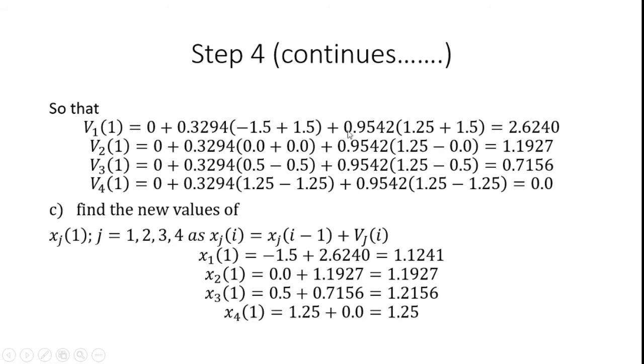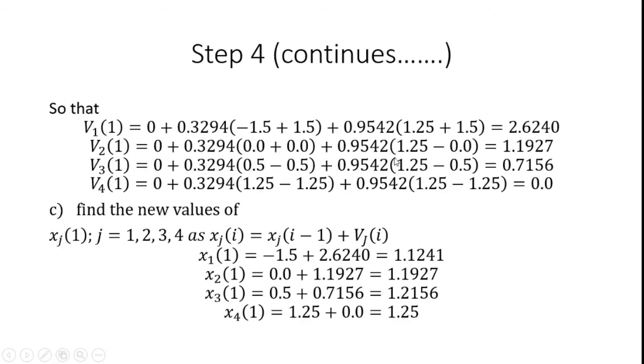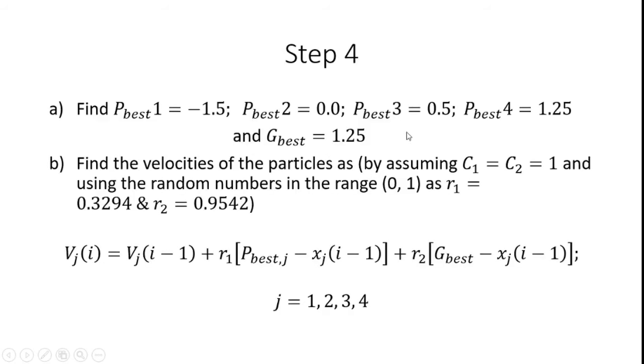Then I got plus 0.9542. Here you see the random number 2. I got the random number 2 from the calculator as 0.9542, so I substitute this 0.9542 value in the equation. So 0.9542 into 1.25, how did it come into the equation? There is G best.